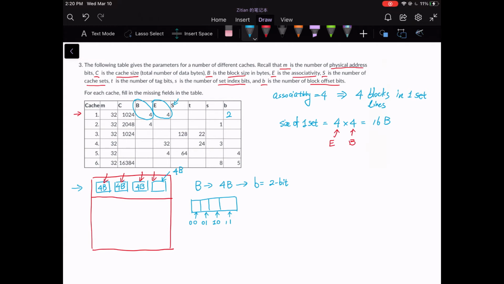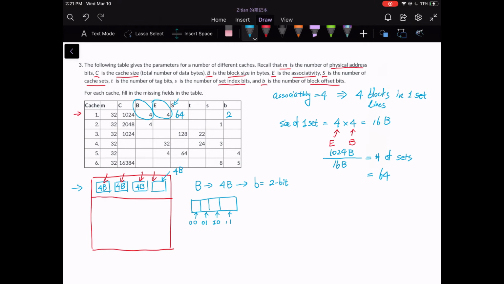And we do know that the cache size is equal to 1024. Then we use cache size divided by the size of each cache block, that is 16 bytes. Then we get in total the number of sets, that is equal to 64. So the S, the capitalized S, is equal to 64.